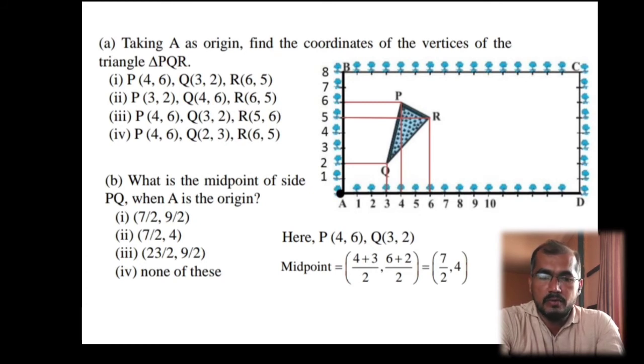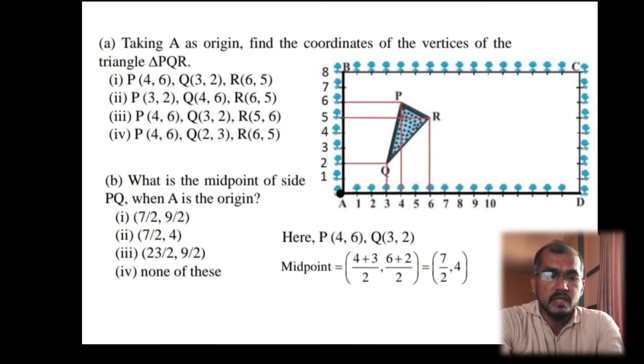Next we have to check the next point. Q is (3, 2). You can see the figure. Q on the x-axis represents 3 and on the y-axis it's 2. So (3, 2). Which option is correct? Again the first and third options. So Q of (3, 2) is in both. Now we have to check R.